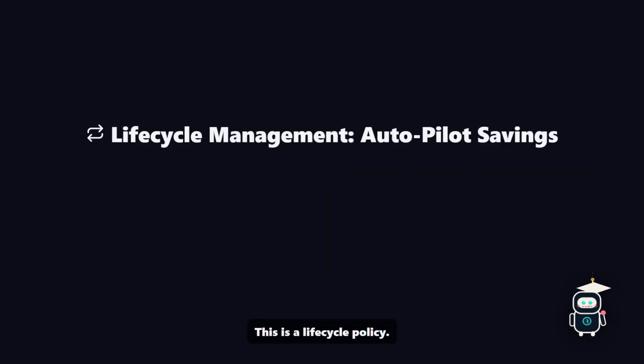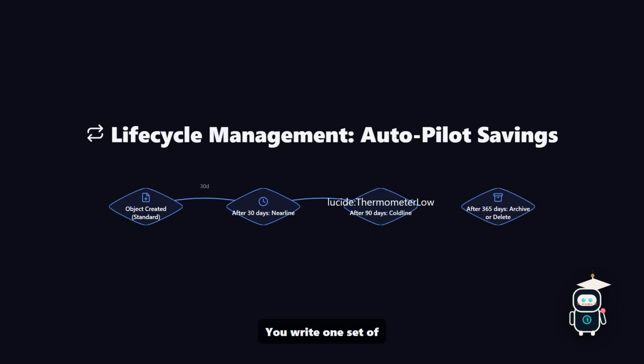This is a lifecycle policy. You write one set of rules that says, after 30 days, move to Nearline. After 90 days, move to Coldline. After 365 days, either archive or delete. No cron jobs, meaning no recurring scheduled scripts that you'd set up yourself. The lifecycle policy runs automatically on Google's infrastructure. One policy applies to a whole bucket, and you can even use conditions like matching object prefixes. Set it once, forget it, and watch your bill shrink automatically.